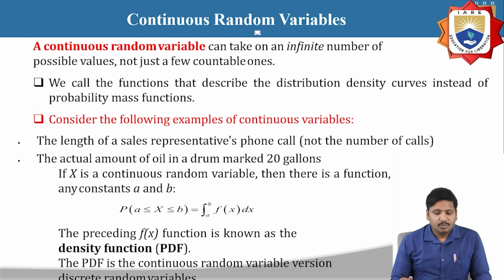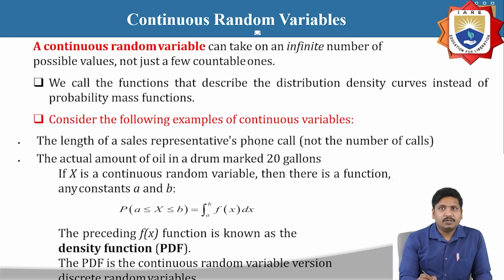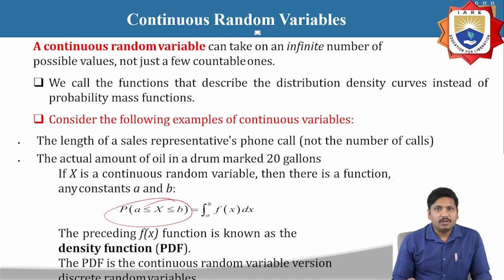Consider examples like the length of a sales representative's phone call and the actual amount of oil in a drum marked 20 gallons. If x is the continuous random variable, the function is denoted as the probability of a less than x less than b, which is equal to the integral of f of x dx. The f of x is the density function, and the PDF is the continuous random variable version of the discrete probability mass function.